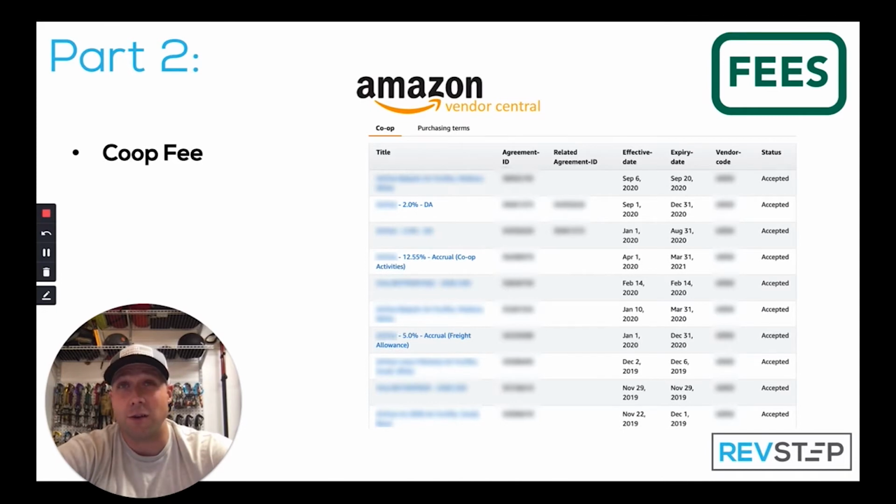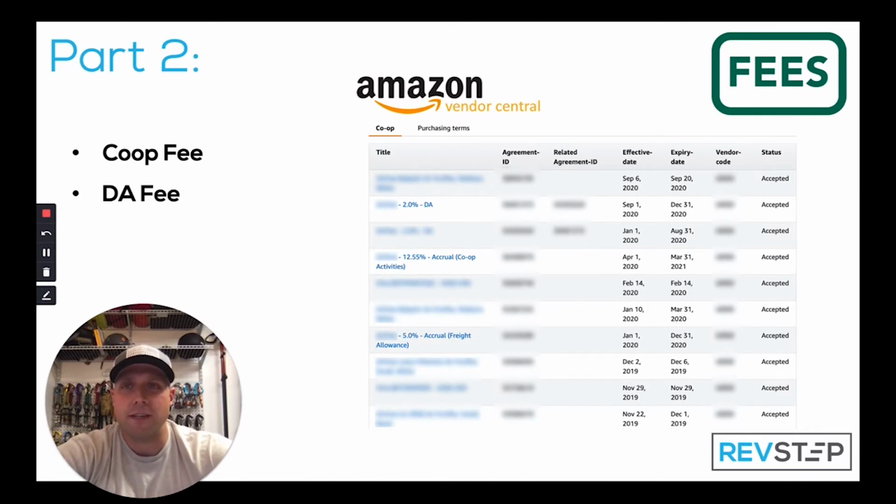Usually, I've seen it as low as 8%. I've seen it as high as about 15%. This is something that's negotiated when your account is first opened. As you can see here in this picture, every single year you have to basically accept the new terms, the new fees. And these fees usually are increasing. I've never seen them decrease.